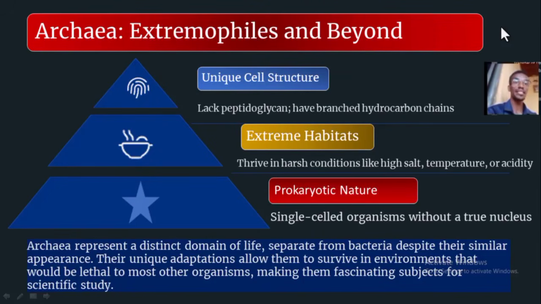They have unique cell structures. They lack true peptidoglycan. Unlike Eubacteria, they don't have true peptidoglycan in their cell wall. Their peptidoglycan is different from the peptidoglycan of what? Eubacteria. So they have different peptidoglycan. Actually, we can say that they have false peptidoglycan. They lack true peptidoglycan, and there are branched hydrocarbon chains in their peptidoglycan. Okay, they have branched hydrocarbon chains.